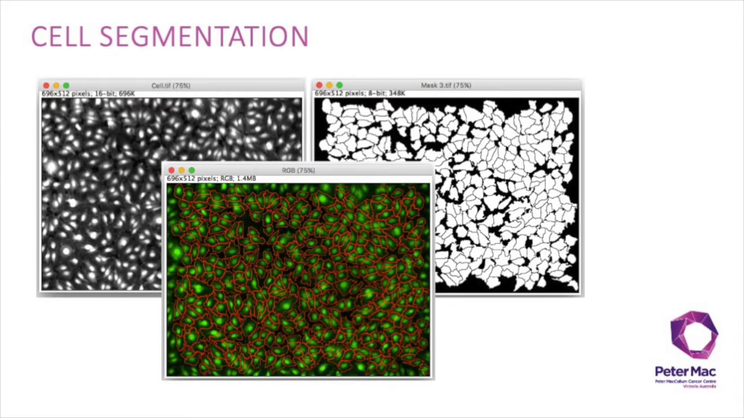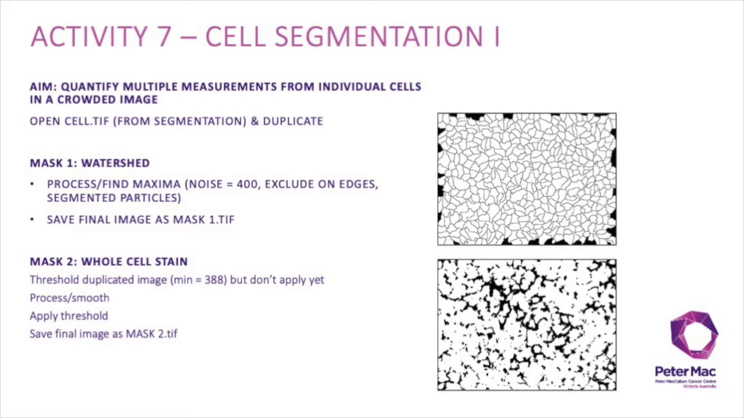In cell segmentation, we're going to use the intensity of an image to segment out cells. We'll then use FIJI to quantify different aspects of each of the individual cells and the cells as a whole in the image. Activity 7 is the first step in cell segmentation, where we create two masks to use later on in the analysis.